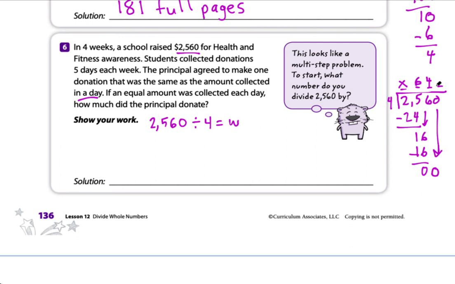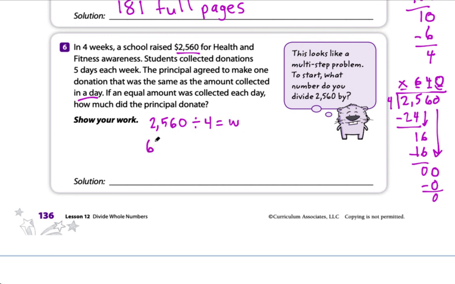Now, I have to have a place value. I have to have the digit here. I can't just leave that alone. 4 can go into 0 zero times. I have to have a place value holder there. I can't just leave it blank. So I put a 0 there and then finish out the problem, no remainder. So $640 in a week.